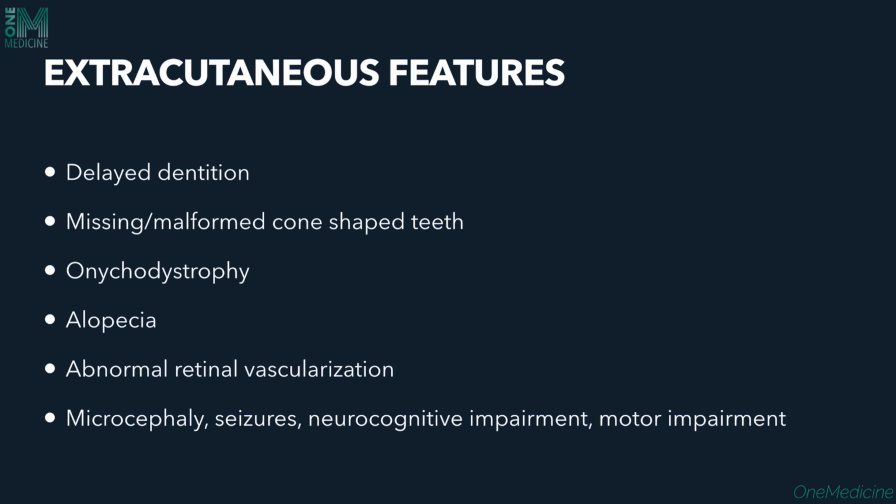The extracutaneous manifestations seen here are ectodermal dysplasia, so all the ectodermal structures would be affected. The patients can have delayed dentition, and missing or malformed cone-shaped teeth. They can have onychodystrophy. Alopecia can be present, that is loss of hair. Abnormal retinal vascularization and its symptoms can be present. And CNS features: the patient can have microcephaly, seizures, neurocognitive impairment and motor impairment also.